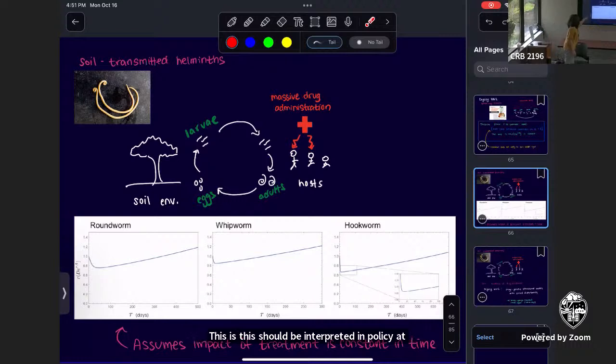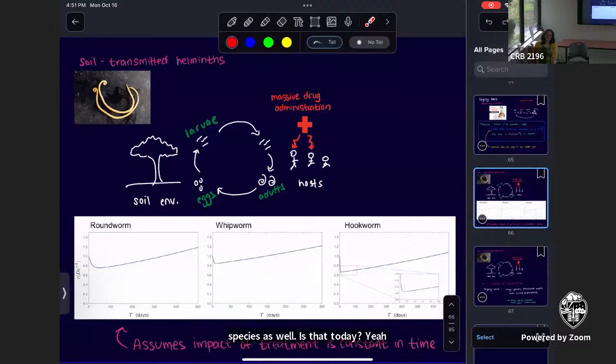Yeah, but the roundworm has the largest optimal, and I would have to look back at the differences in the life history parameters, but it has to do with how fast the cycle happens, and that the impact of the drug is different for all 3 species as well. Did I address your question? Yeah.